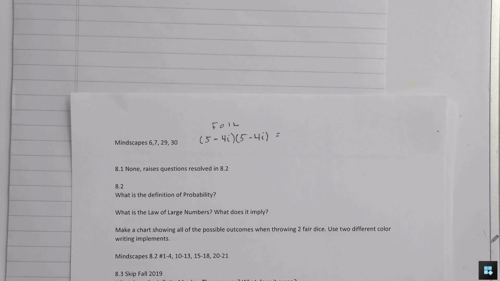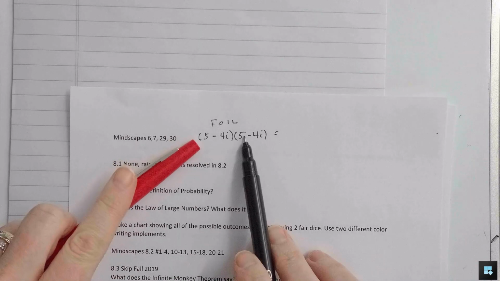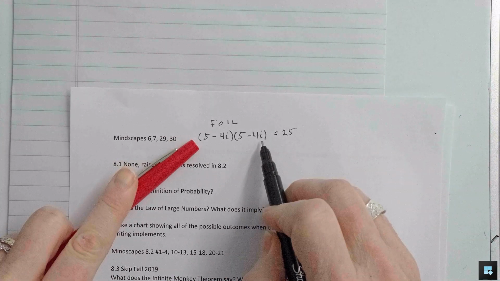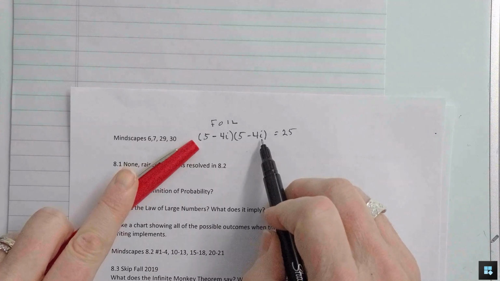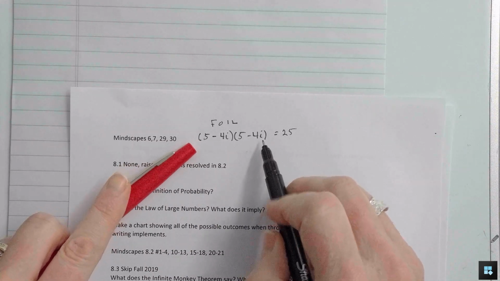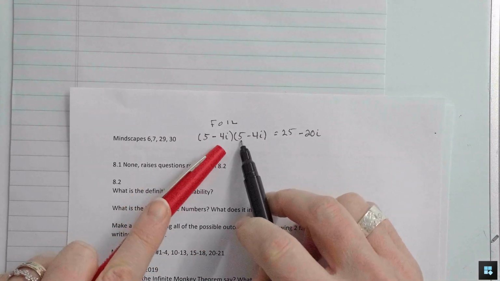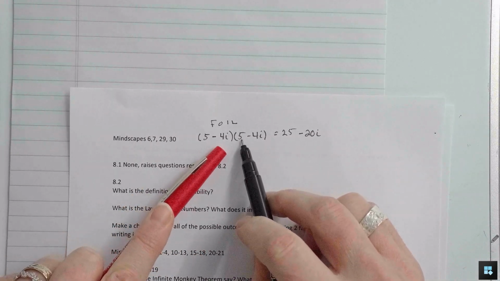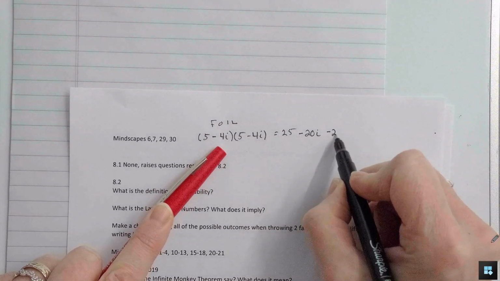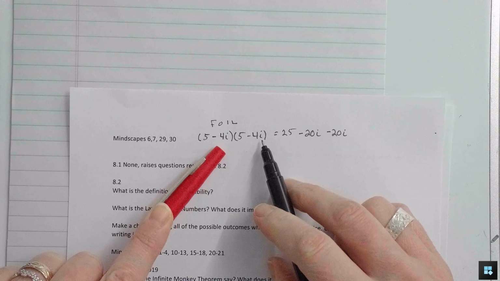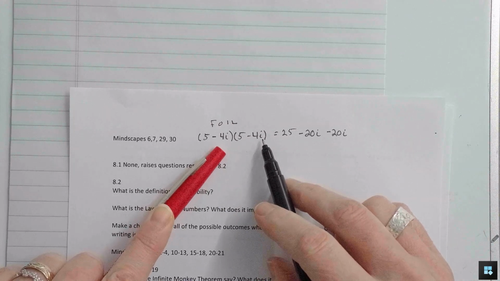So you should be using the process called FOIL, for first, outers, inners, last. So first is the 5 times 5, that would have been 25. Outers, 5 times negative 4i, so positive times a negative is negative, so negative 20i. Inners, 5 times negative 4i, so another negative 20i. And last, negative 4i times negative 4i. So a negative times a negative is positive.